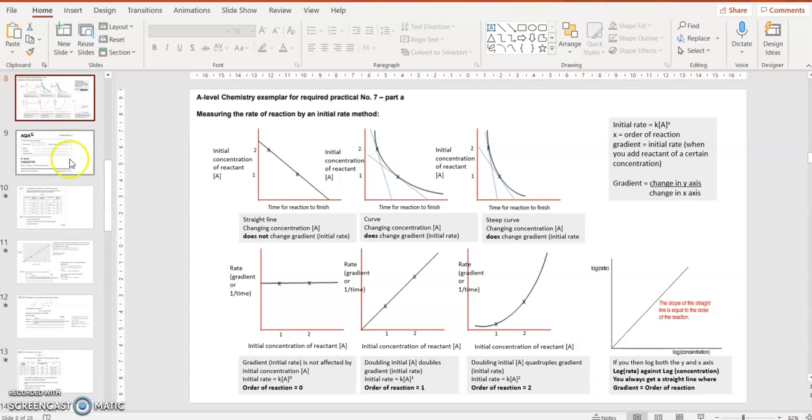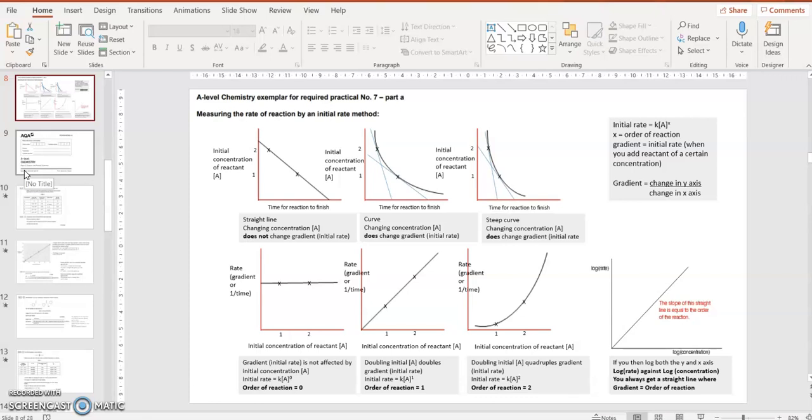Okay. If they ask you to plot rate, 1 divided by time, and you get a graph, if it's a straight line, the rate is not changing. The rate is flat, so that is order 0. If it goes up in a straight line proportionally, it's order 1, so you double the concentration and the rate doubles. If it goes up in a steep curve like that, it's order 2.